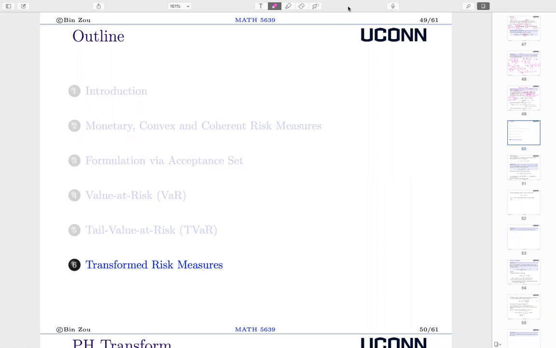And we will see how we can utilize these tools to propose different risk measures other than VaR and TVaR, right? Because VaR is a quantile. TVaR is essentially the average of many quantiles. But in the last section, we're going to learn something quite different, or dramatically different, from what we studied in the previous two sections.